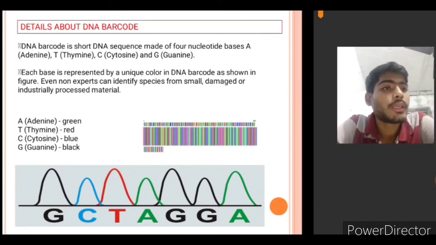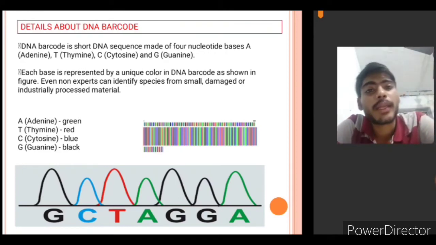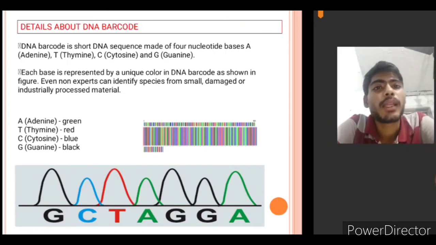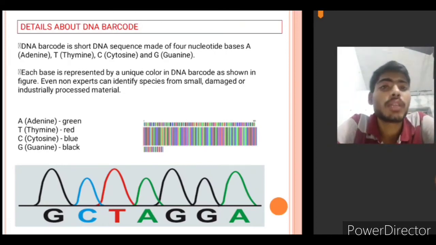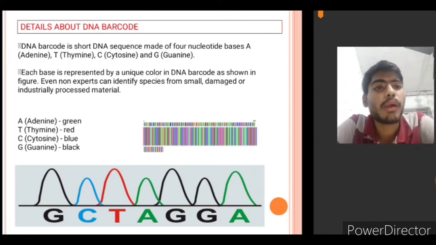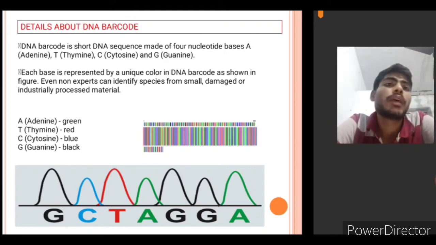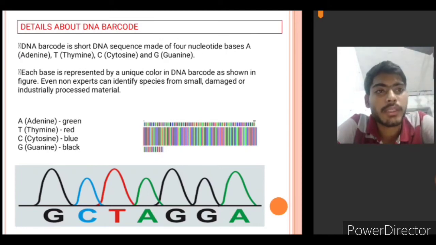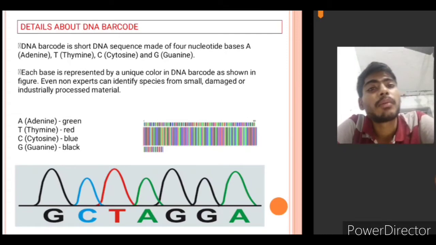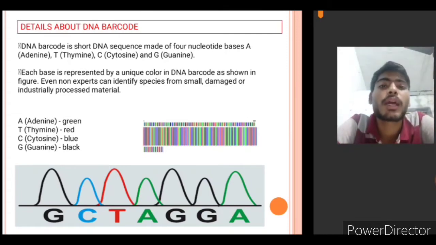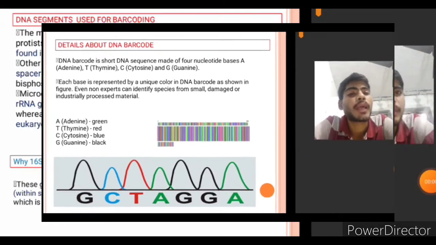As we know, DNA consists of 4 nucleotide bases: adenine, thymine, cytosine and guanine. Similarly, the DNA barcode consists of a short DNA sequence which is made up of 4 nucleotide bases: adenine, thymine, cytosine and guanine. Each nucleotide base has a specific color in the DNA barcode. As you see on the screen, adenine is green, thymine is red, cytosine is blue, and guanine is black.